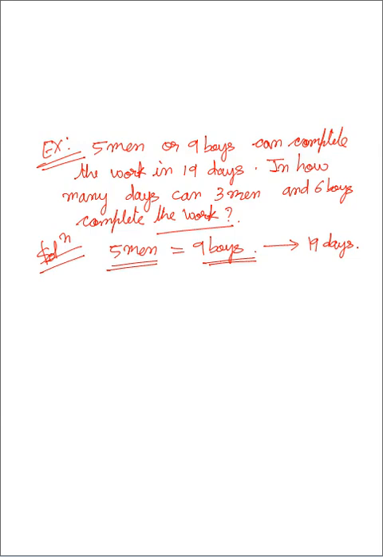Okay, so 5m is equal to 9b. So the m by b ratio, which represents efficiency, is equal to 9 by 5. As I told you, it is efficiency. And what is efficiency? Here the prefix before m is 1, so 1m means 1 man. 1 man will have an efficiency of 9 units. He will do 9 units per day.